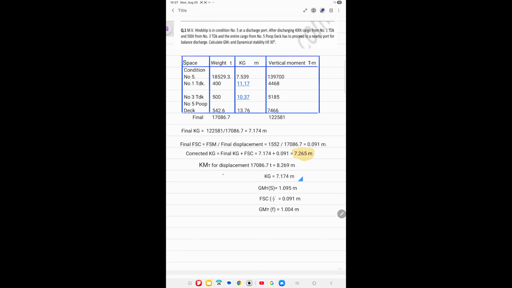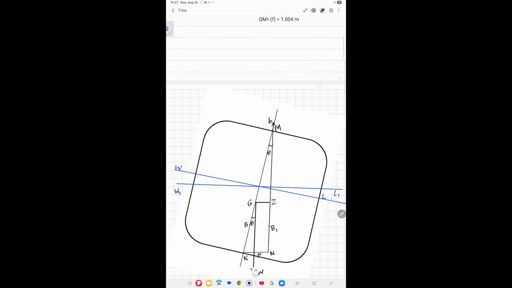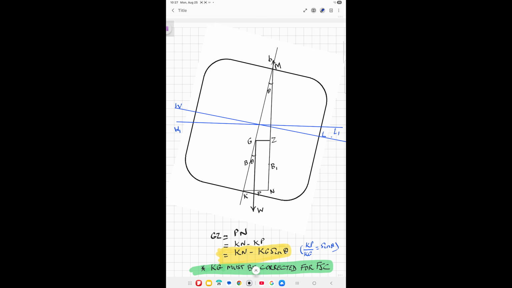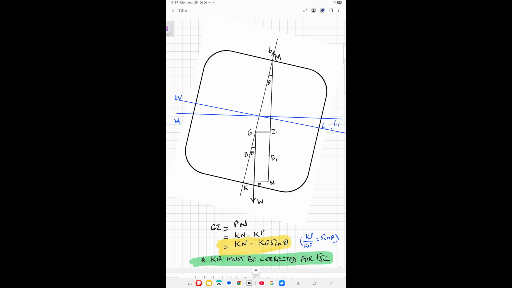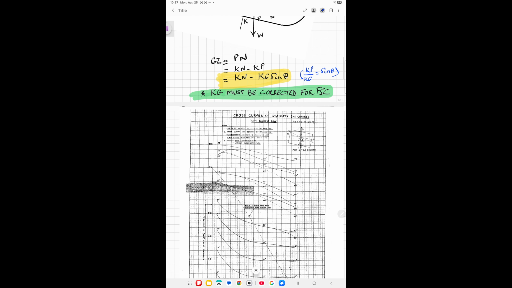Okay, just to go through some theory part of KN curves. The shipyard provides us KN values in the form of curves and tables. This is the cross curves of stability, KN curves, and they are drawn against displacement here at the bottom, and on the side we have the KN values. The curves have been drawn for various angles of heel.